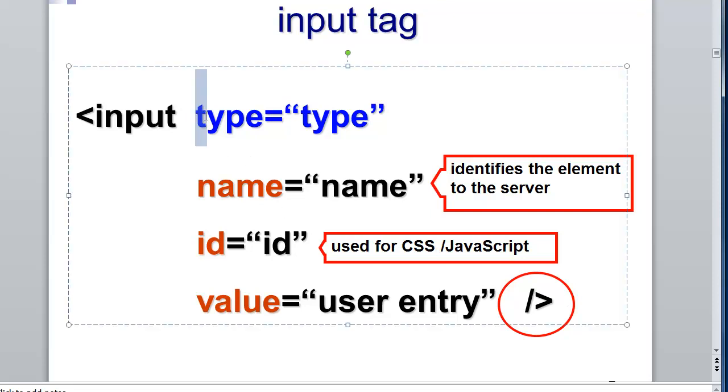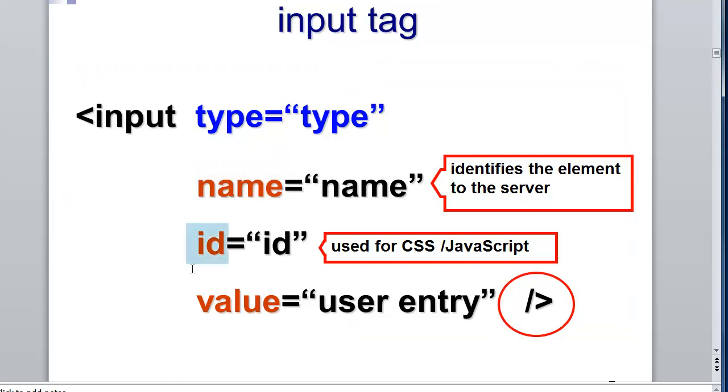The type attribute will tell us what type of element it is. The name attribute identifies the name so that we can connect the value the user entered with the name on the server. The ID attribute is generally used for JavaScript or CSS, and the value is what the user entered. So every element has to have a name and a type. In some instances, the user will put the value; in some instances, we need to code in the value. So let's take a look at how this works.